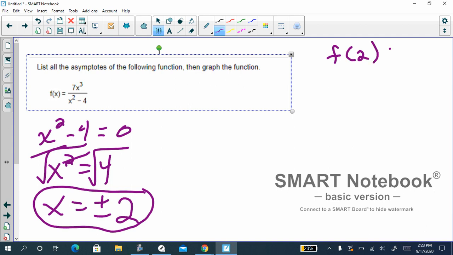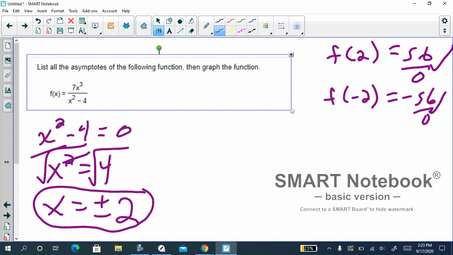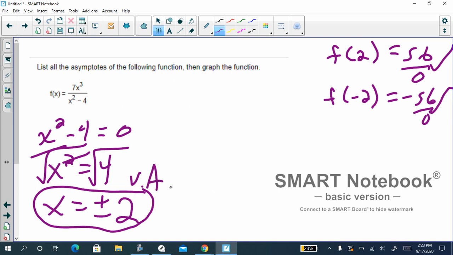If we plug a 2 in, we get 56 over 0, so that's a vertical asymptote. If we plug a negative 2 in, we get negative 56 over 0. So as long as the bottom is 0 and the top is not, it is a vertical asymptote. And again, for the other type of asymptotes, we have to look at the degrees. The degree on top is 3. The degree on bottom is 2.